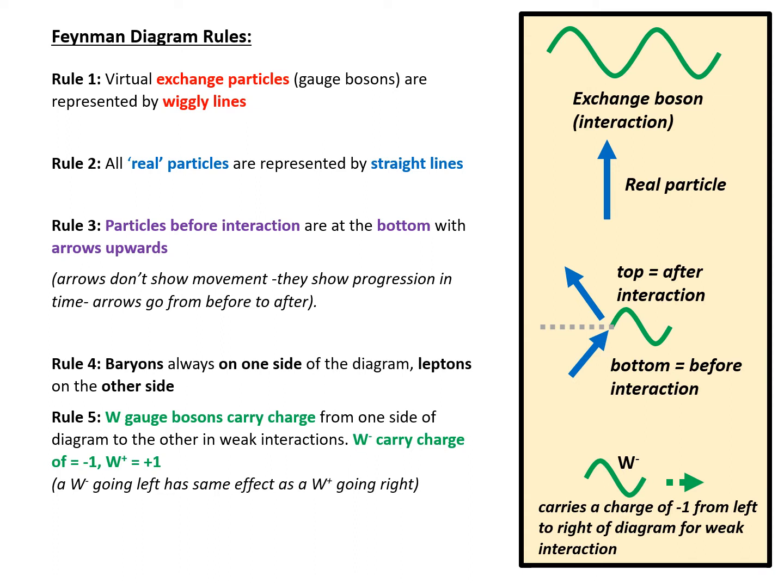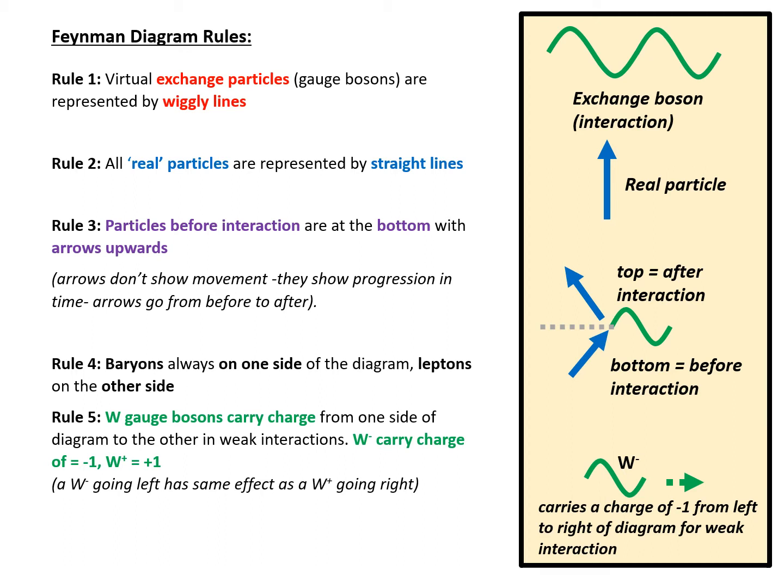Rule number one is that the exchange particles, the exchange bosons, the virtual particles, are always represented by a wiggly line. Rule number two is real particles are represented by straight lines. Rule number three is that you draw whichever particles exist before the interaction at the bottom of the diagram. Remember that the arrows don't show movement, they show progression in time. So the arrows indicate going from past to future. They don't indicate going up to down or left to right.